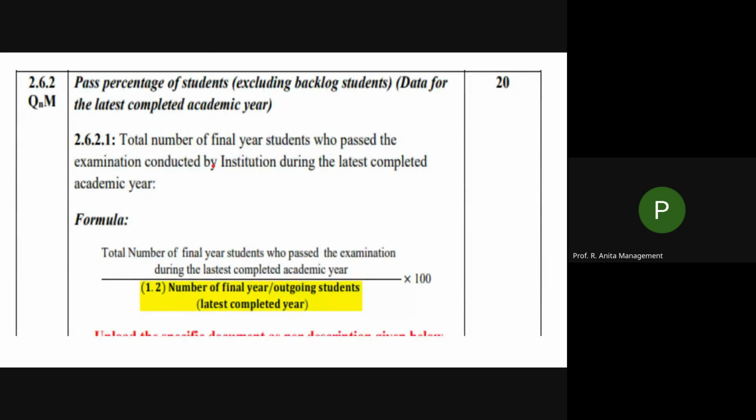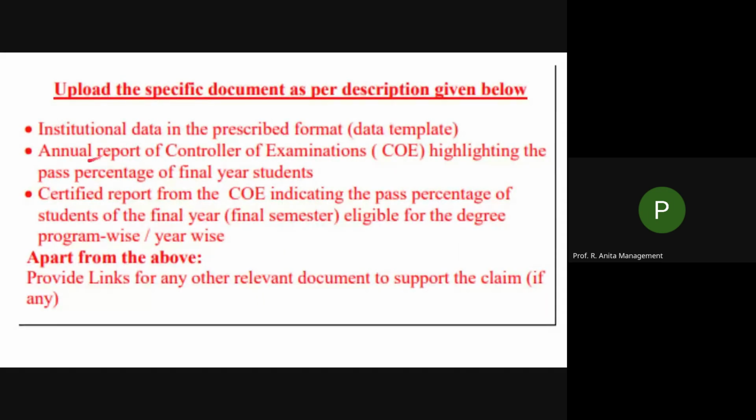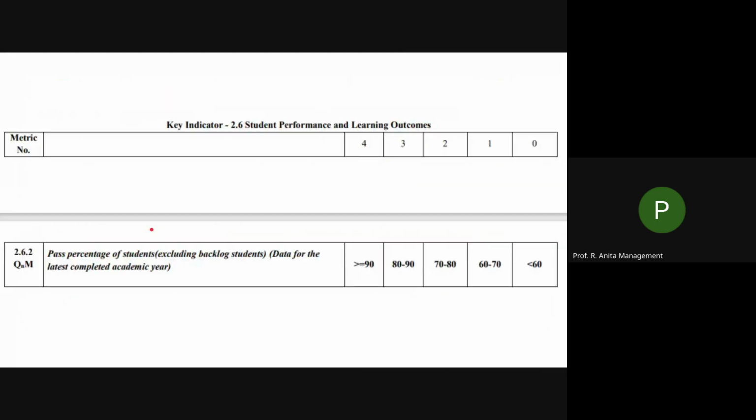Now, when you talk about the pass percentage, you need the number of students, that is only the students who have passed out in that particular year. Suppose 2023 batch students only we need to take. So number of final year or outgoing students and number of final year students who passed. Backlog students should not be taken into account here. So an annual report highlighting the pass percentage, and then a certified report indicating the pass percentage of the final year students have to be taken here.